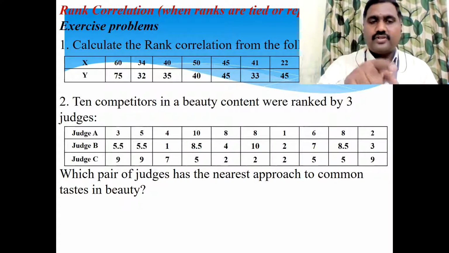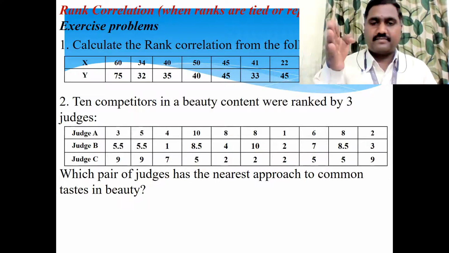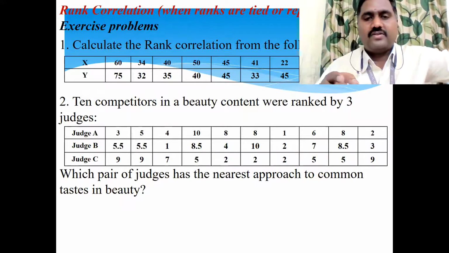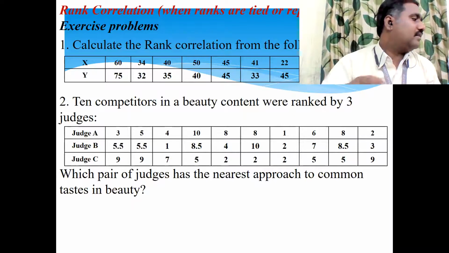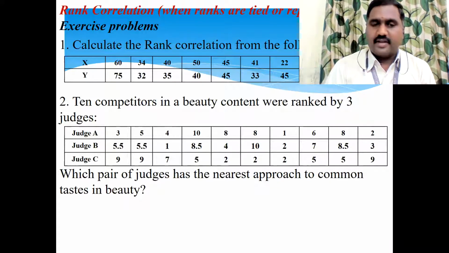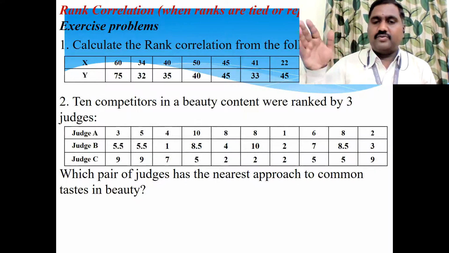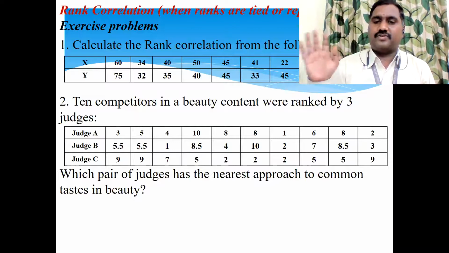Now you just take judge A, judge B, judge C as R1, R2, R3. Take the values R1, R2, R3, and find out D1, D2, D3, D1 square, D2 square, D3 square.